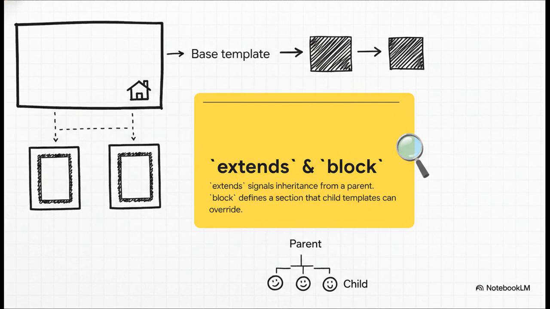The extends and block tags are a team. You create a base template, sort of a skeleton, with all your common stuff, like the header, the footer, and the navigation. Then you define these named block areas that other templates can come in and fill.